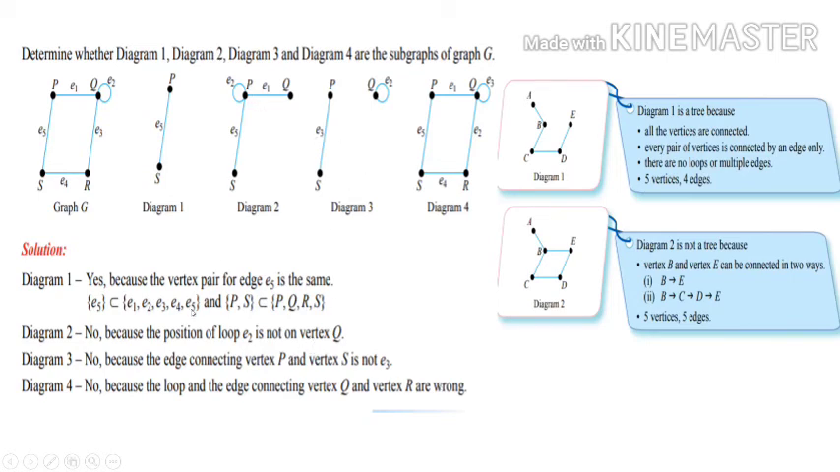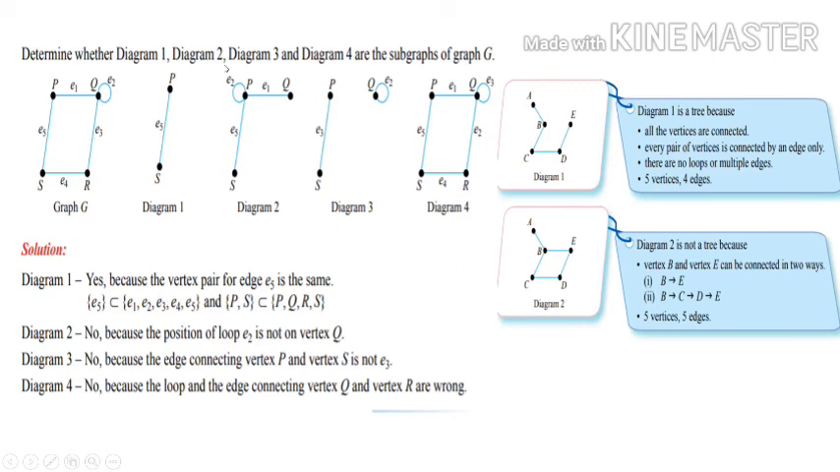For diagram 3, the answer is no, because the edge connecting vertex P and vertex S is not E3, and the original one is E5. For diagram 4, the answer is also no, because the loop and the edge connecting vertex Q and vertex R are wrong. Q and R is not E2, it is E3.